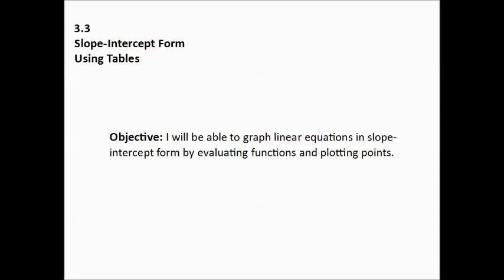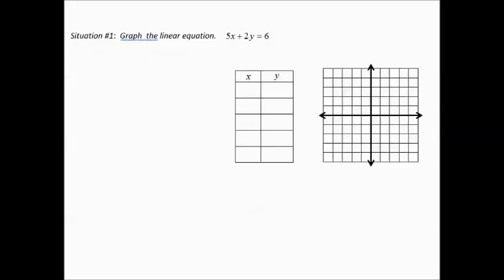In this video, we will be looking at slope-intercept form using tables. By the end of this lesson, you should be able to graph linear equations in slope-intercept form by evaluating functions and plotting points. Let's take a look at an example. In this problem, it asks us to graph the linear equation 5x plus 2y equals 6.